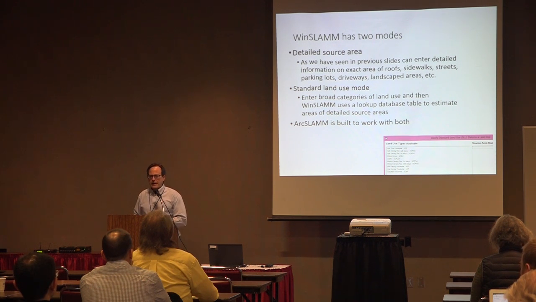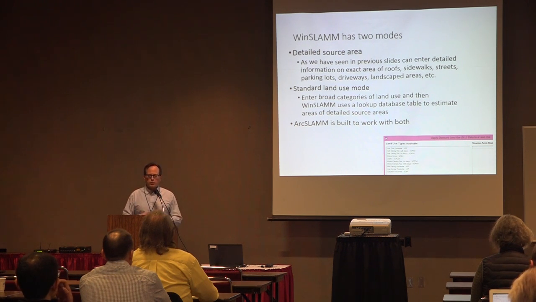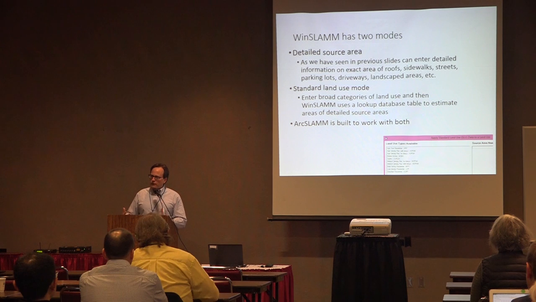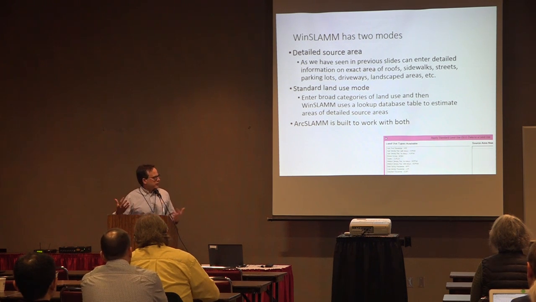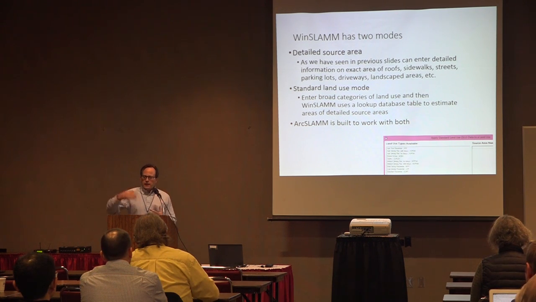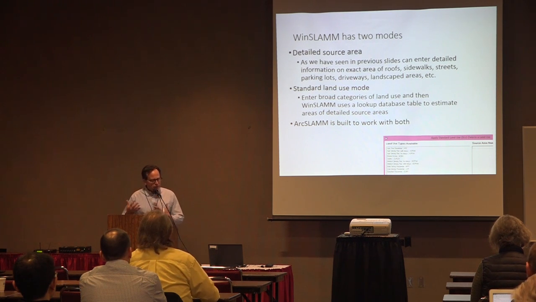It has something called a standard land use mode, which is akin or similar to zoning type information, where you tell it broad categories of land use, and then it has a database of what they've collected over the years, estimates of percentages of different detailed source areas. So if we have a medium density residential, how much area of driveways, 20%, 20% lawns, 10% roofs, things like that. It's in a table that comes with WinSLAMM, and then it does the calculations based on that lookup table. So we built our ArcSLAMM tools and databases to work with both.